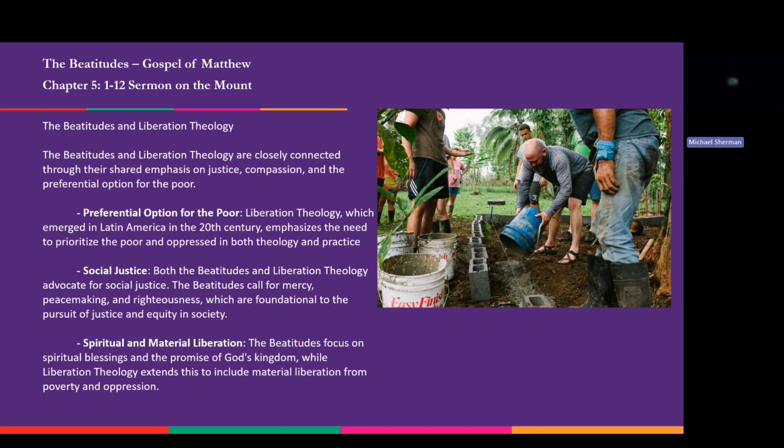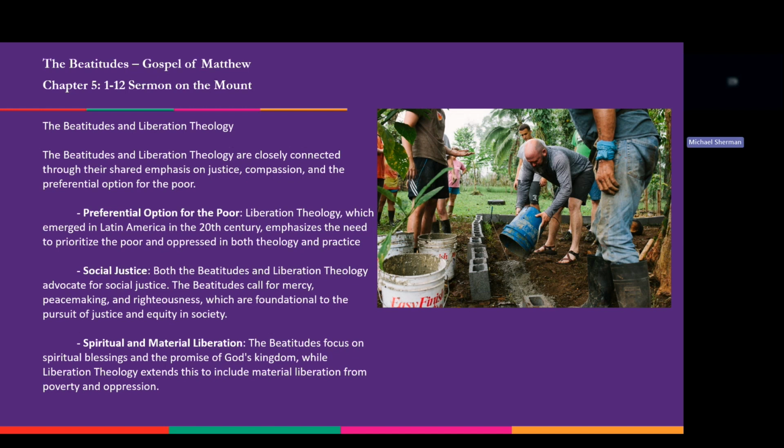And there are links between these two, between the Beatitudes and liberation theology. The first one is the preferential option for the poor. Liberation theology, which emerged in Latin America in the 20th century, emphasizes the need to prioritize the poor and the oppressed in both theology and practice. And this aligns with the Beatitudes, particularly blessed are the poor in spirit and blessed are those who mourn. This highlights God's special concern for the marginalized and the suffering.